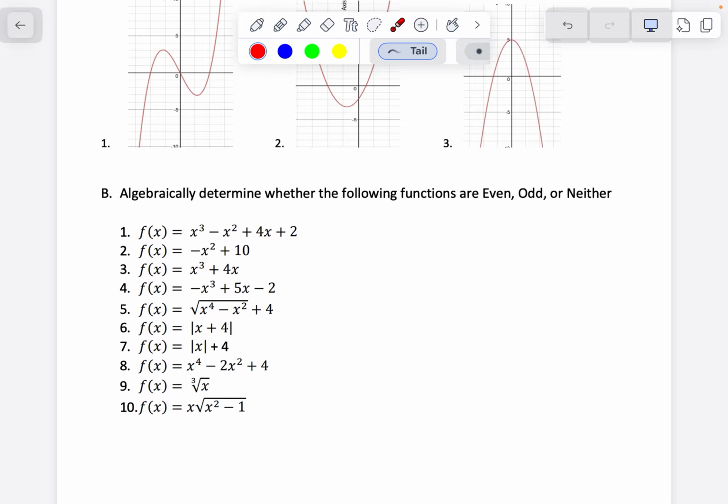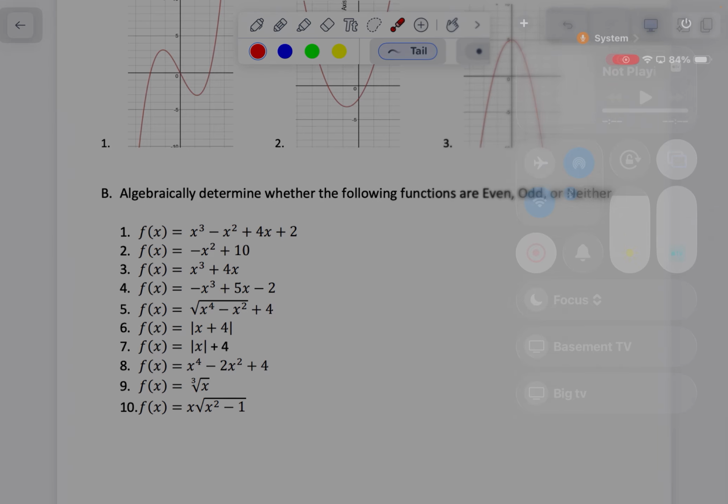If it goes right back to the way it originally looked, it's even. If it's like you multiplied every piece by -1, it's odd. If some get changed and some do not, it's neither. And you should be able to check them all in Desmos. Okay? Good? Okay. So work on some homework.